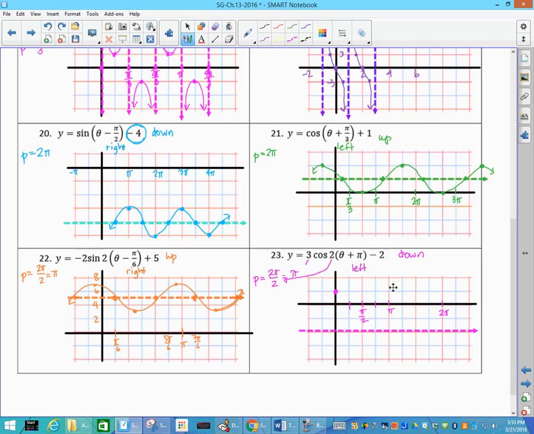My period is pi units, so there's the end of one period. Halfway between is a min. I'm going to go down 3. So 1, 2, 3. And halfway between those two are my zeros. Continue 4 tick marks to end my period. Halfway between the two is a min. Halfway between the max and the min are my zeros. And remember, that's a max.